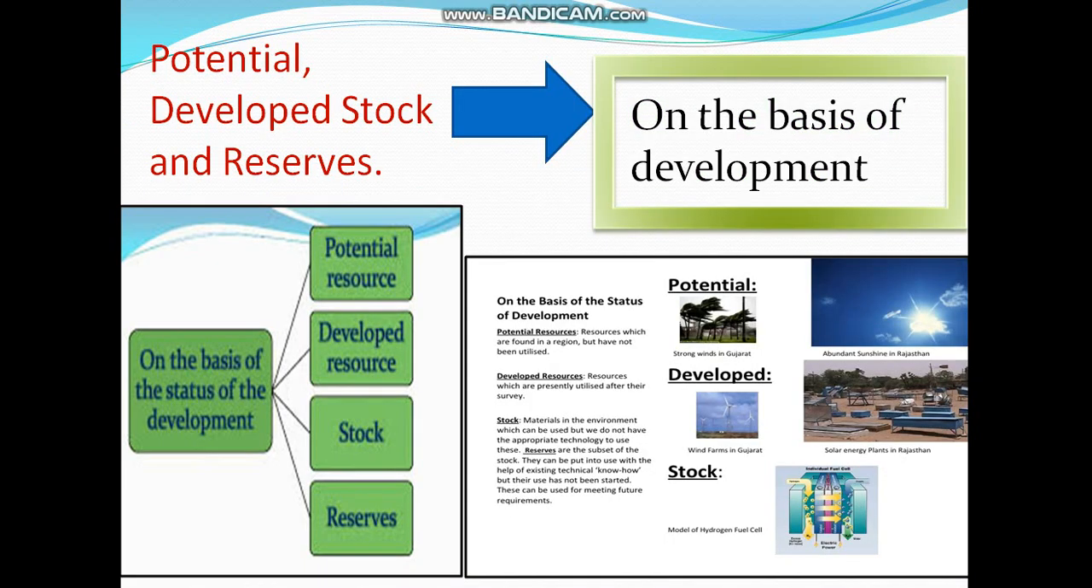Type 4. Potential, developed, stock and reserves. Potential resources are those which are found in a region but have not been utilized. For example, the western part of India, particularly Rajasthan and Gujarat, have enormous potential for development of wind and solar energy, but so far these have not been developed properly. Developed resources are resources which are surveyed and their quality and quantity have been determined for utilization.